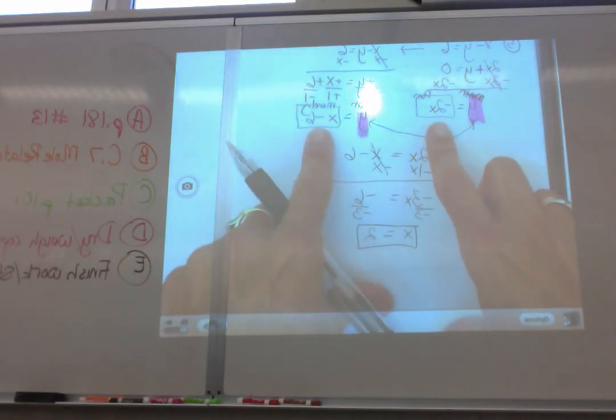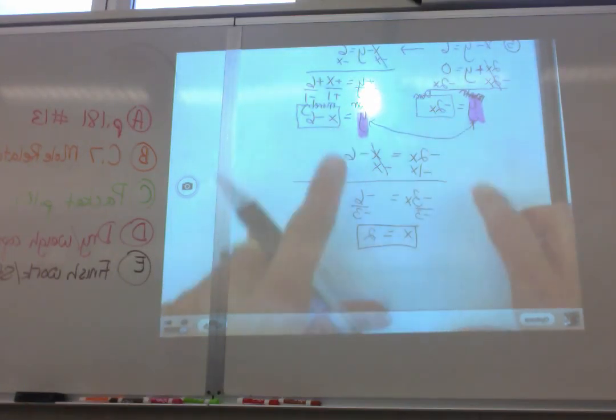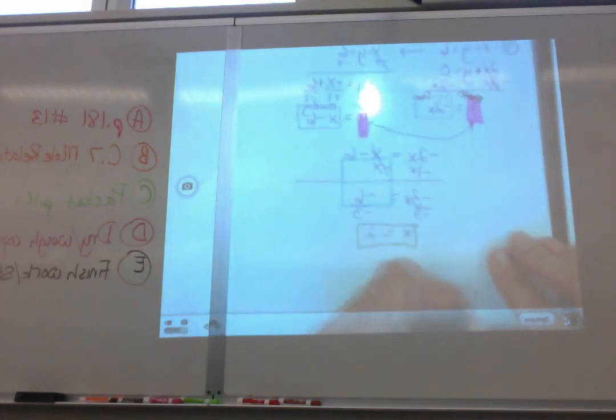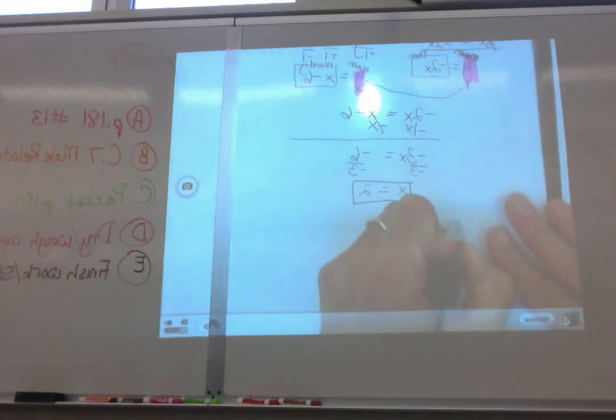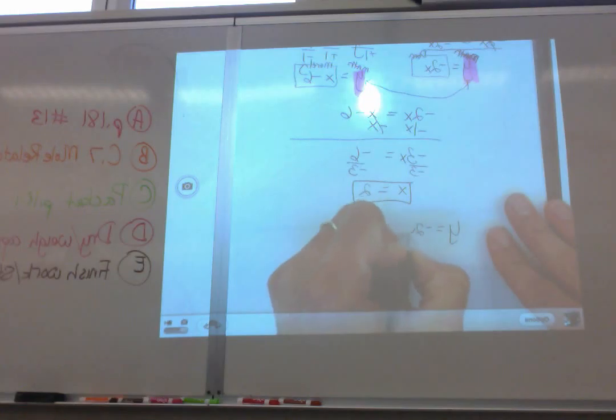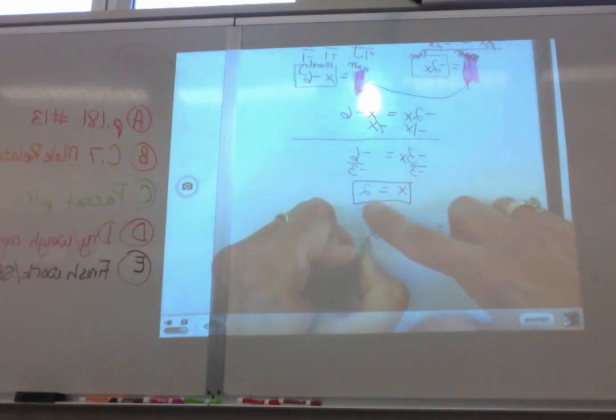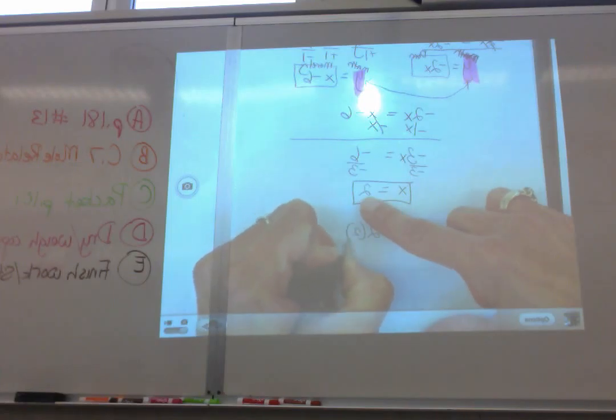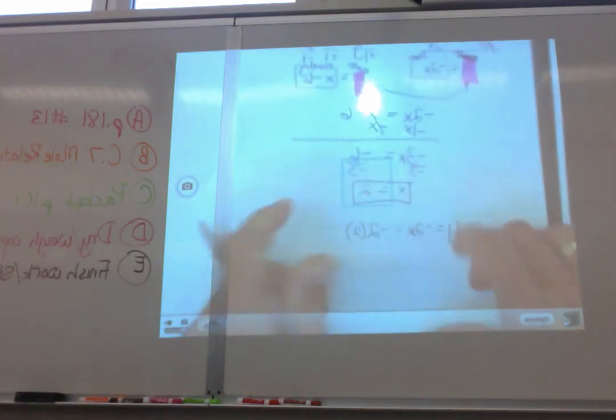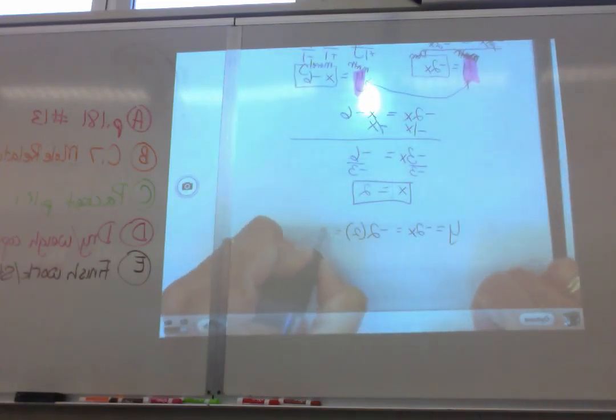Plug it in up here. I could replace that x, I could replace that x. They're both pretty simple. I think I'll use this one right here. Okay, so if y equals negative 2x, then y also equals negative 2 times 2, because I just found out x is 2. Negative 2 times 2 is negative 4.